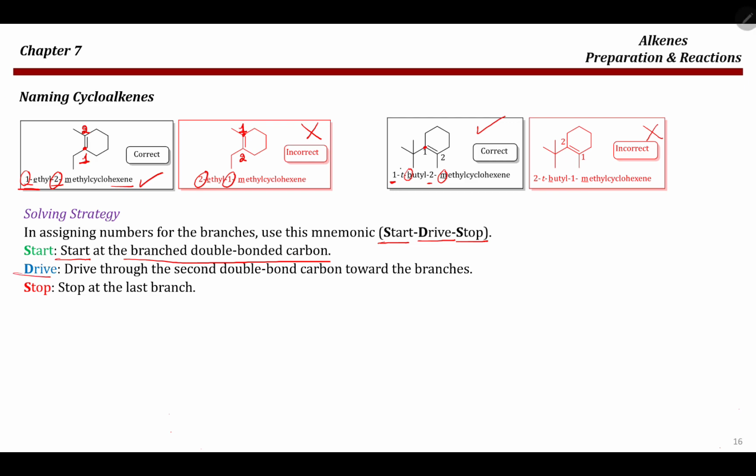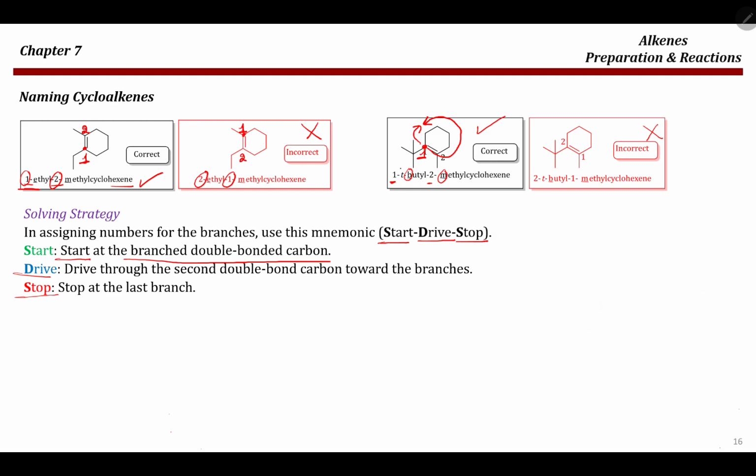Drive means drive through the double bond. So when numbering, if you assign, let's say, this position 1, this means that you have to drive through the double bond and continue to the other side. You cannot just go the other way around. Okay, so you should always start from the branch at the double bond, drive through the double bond, and then continue your way into the other branches, and then finally you stop at the last branch.